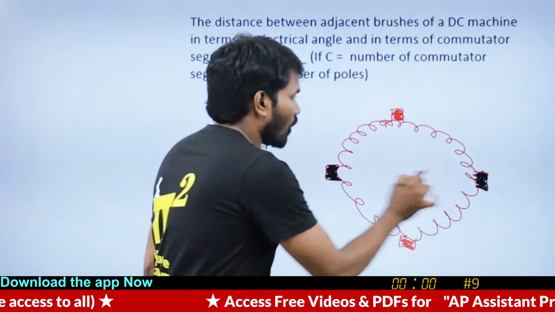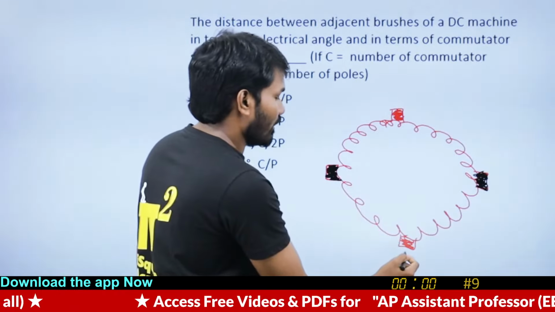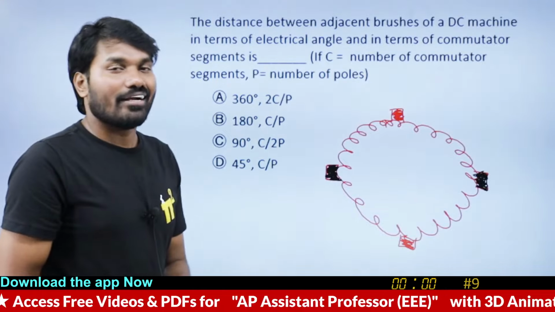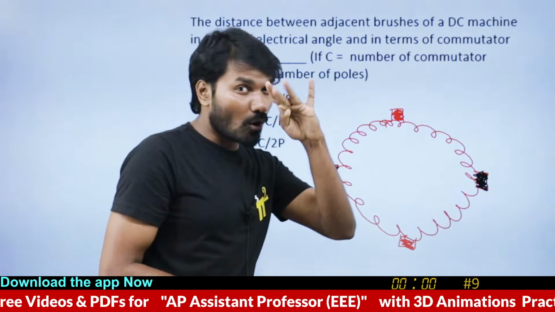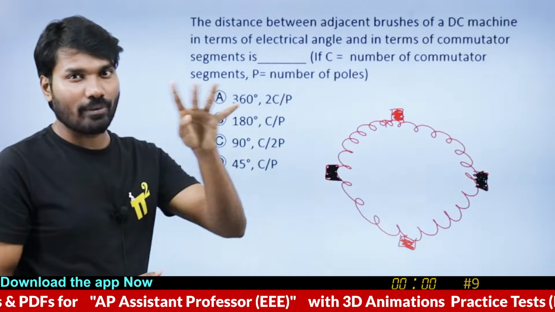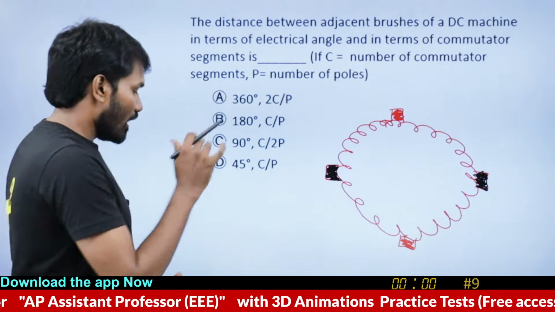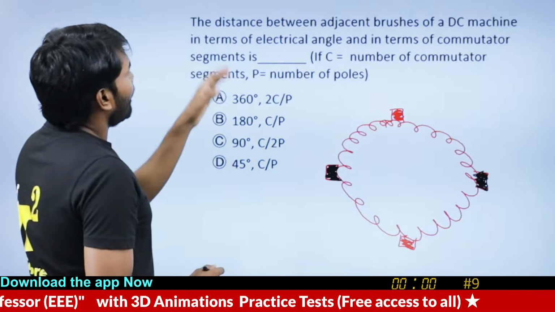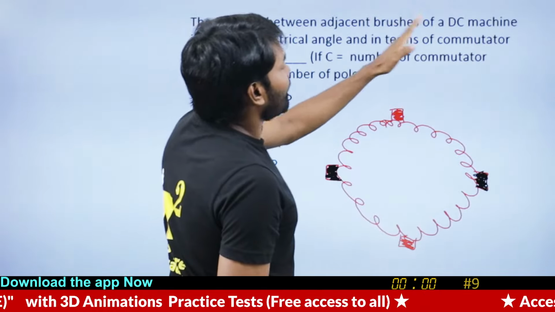So these two will be shorted, and you will get a resultant 4 parallel paths. Now the question is about the distance between the adjacent brushes.